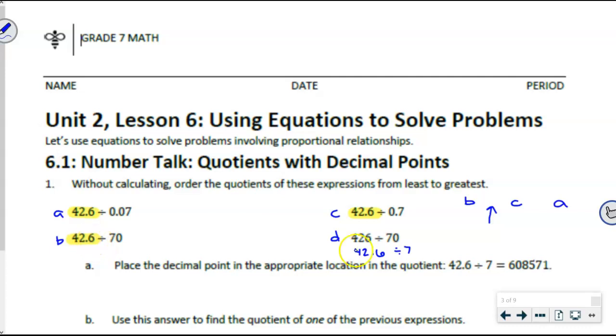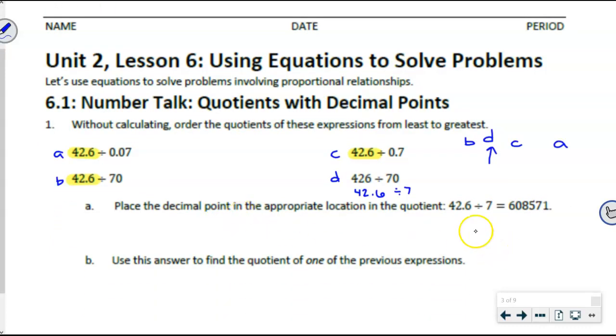I think that's great. It was hard to compare 426 to 42.6. All the others were 42.6. So if we just say, well, let's just move the decimal place on each, or in other words, let's divide each of these, both divisor and dividend, by 10. Now we have 42.6 divided by 7, and then it follows the same sort of pattern as everything else, which means it's going to slide right in here between that B and that C, B, D, C, A. Any thoughts, questions, comments?